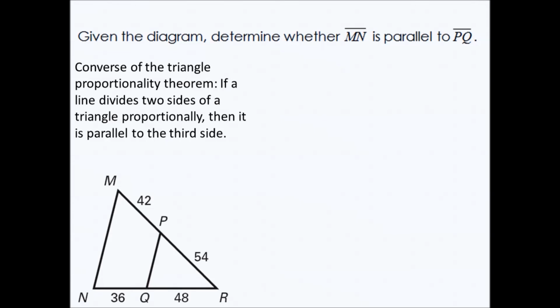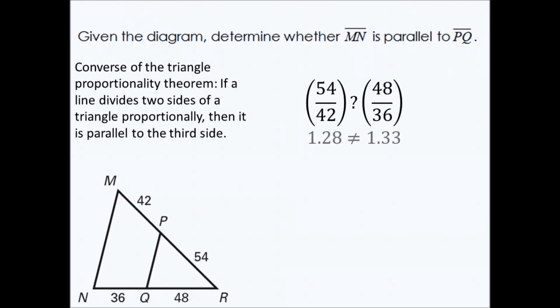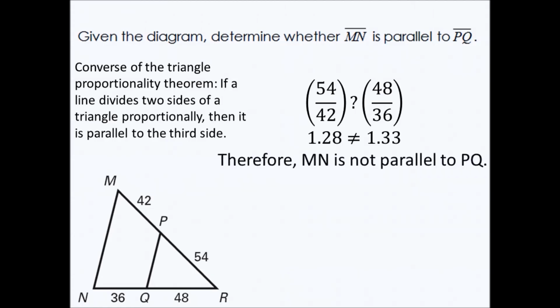So let's divide 54 divided by 42, and 48 divided by 36. So 1.28 does not equal 1.33. Therefore, line segment MN is not parallel to line segment PQ.